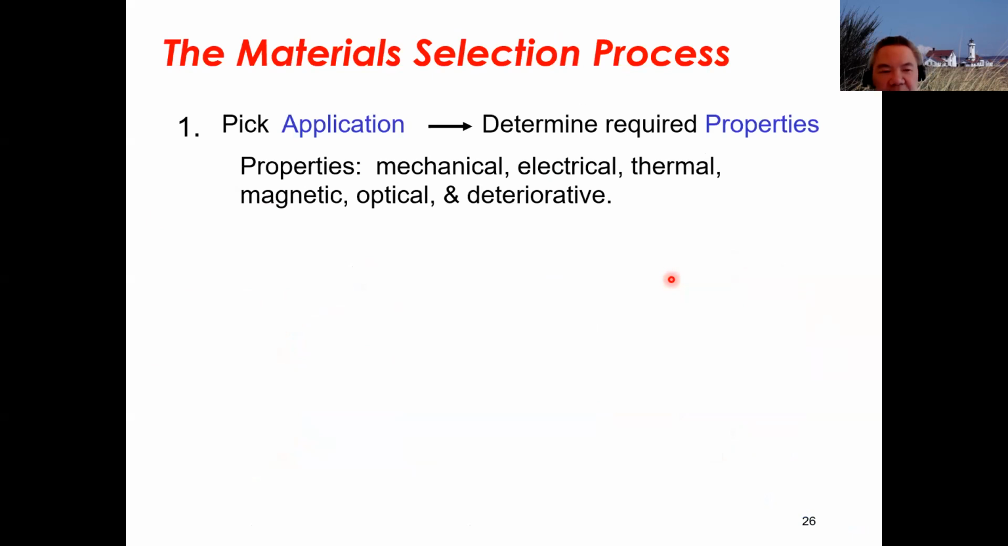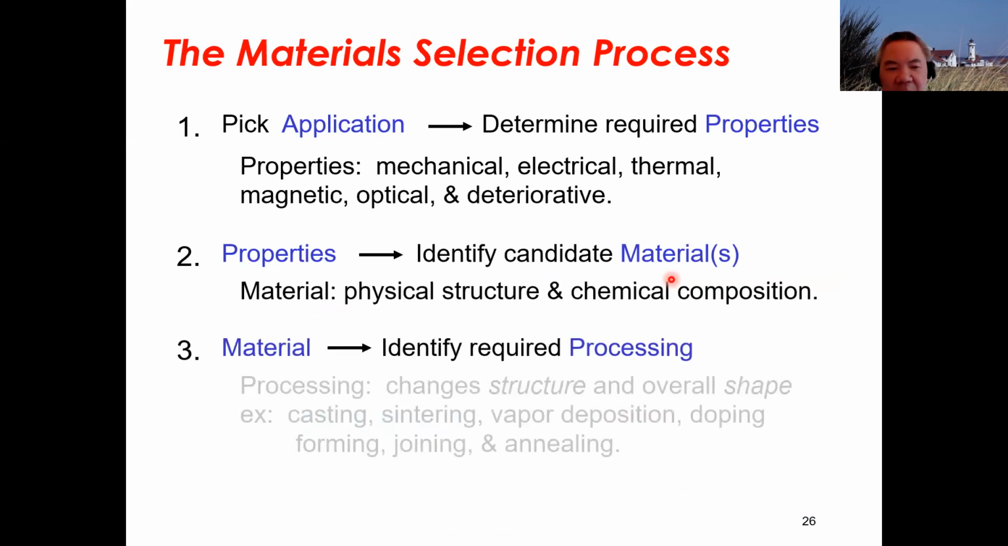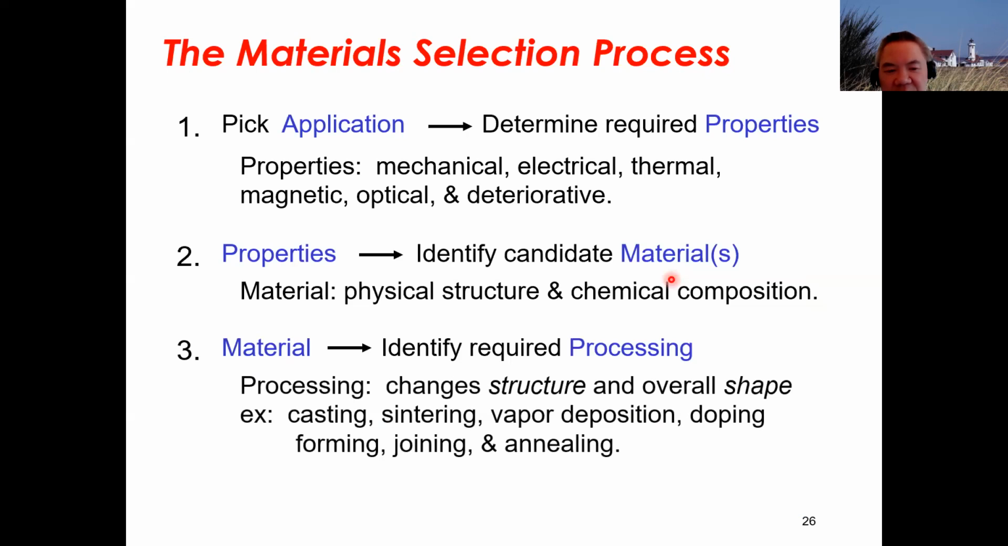Okay, so in essence, materials chemistry is involved with picking an application, determining the required properties, whether mechanical, electrical, thermal, magnetic, optical, and how it lasts in the environment, identifying the candidate materials, correlating both physical structure and chemical composition, and identifying the required processing. Processing is about the synthetic protocols that we're able to generate, whether it's changing structure, overall shape, casting, sintering, vapor deposition, doping, etc. All of these techniques are useful in designing the material that you wish to fabricate.